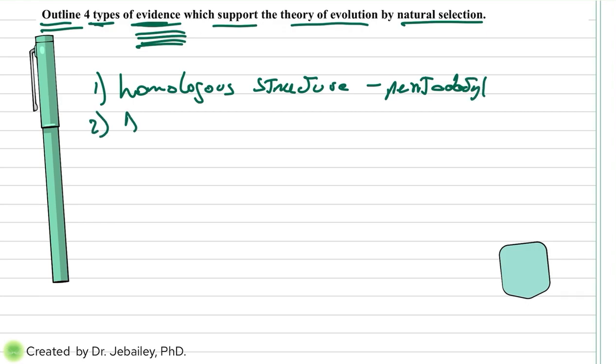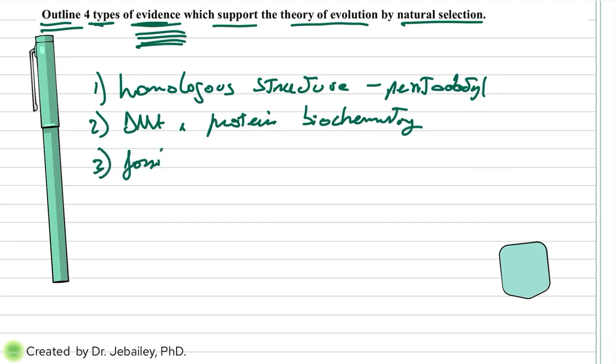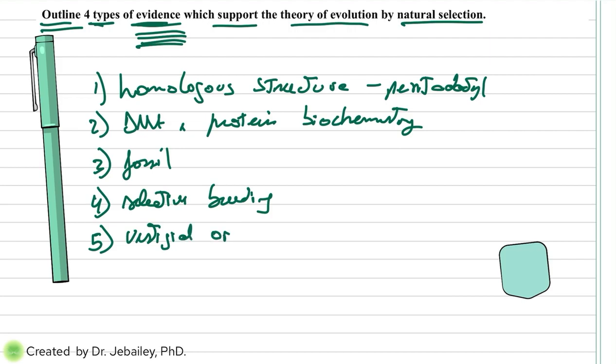The second thing, we can talk about DNA and proteins, which we usually say are the biochemistry. We can talk about fossils, right? Fossils is another example. We can talk about selective breeding. We can talk about, let's see, vestigial organs. These are just a couple examples of evidence, but they're only asking for 4. So if you mention these, you can probably get the point.